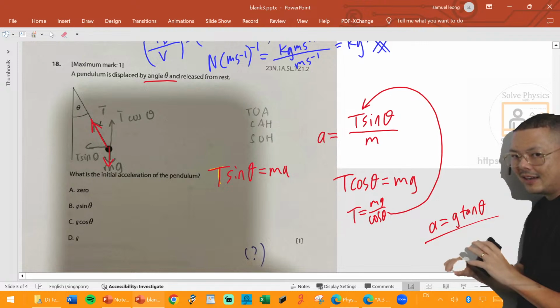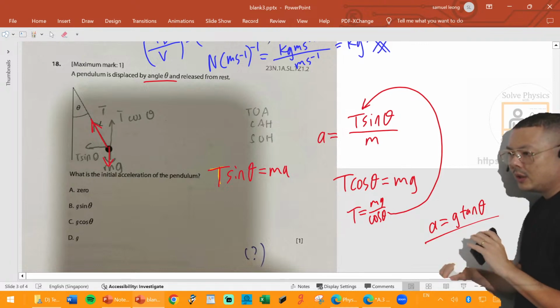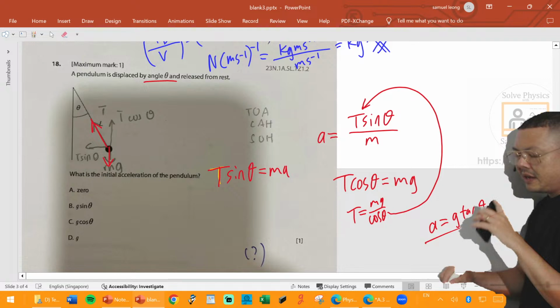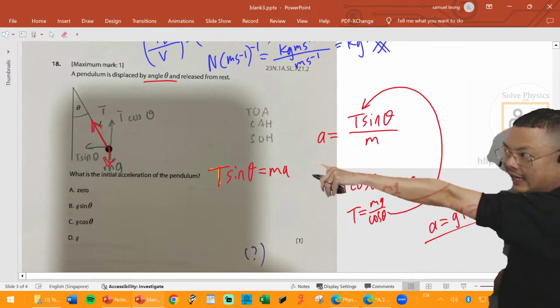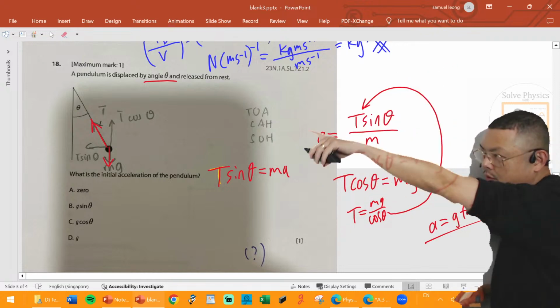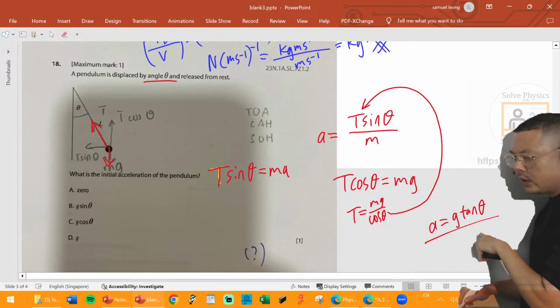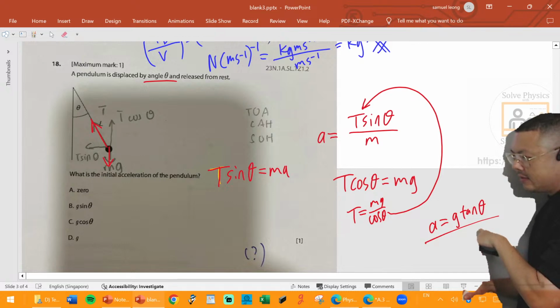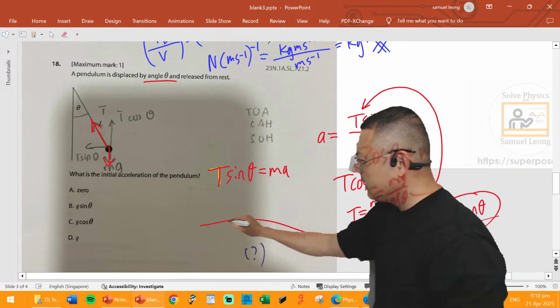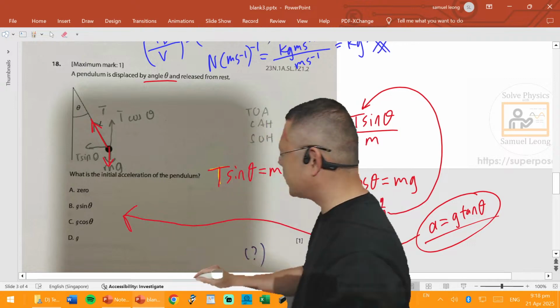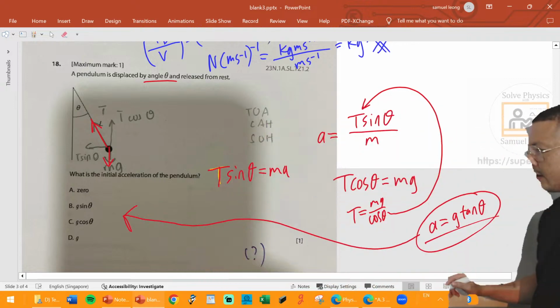Okay, hang on. So the thing is, if I sat for the exam for this one, I would have done that too. I'll declare to you I've done that too. I would have just realized that, oh shoots, g tangent theta. Which one would I choose?